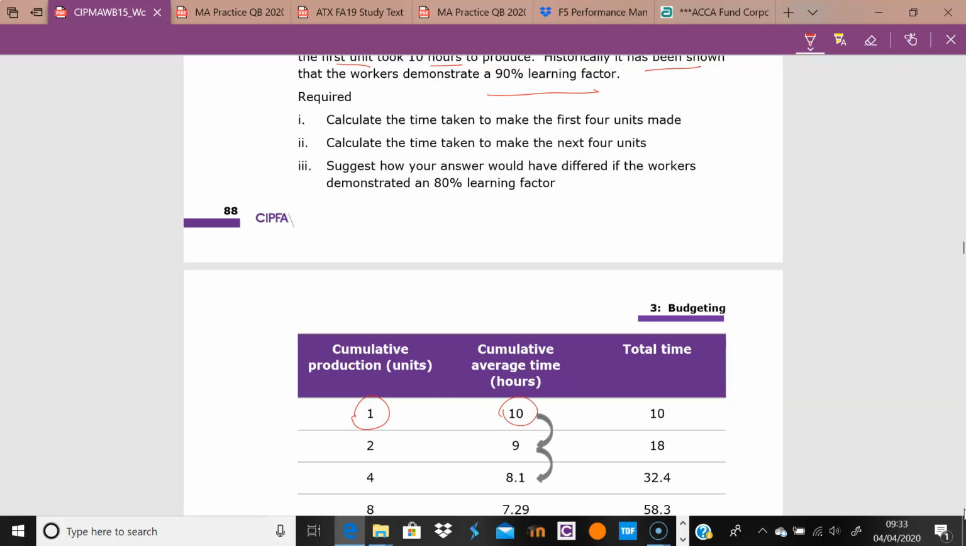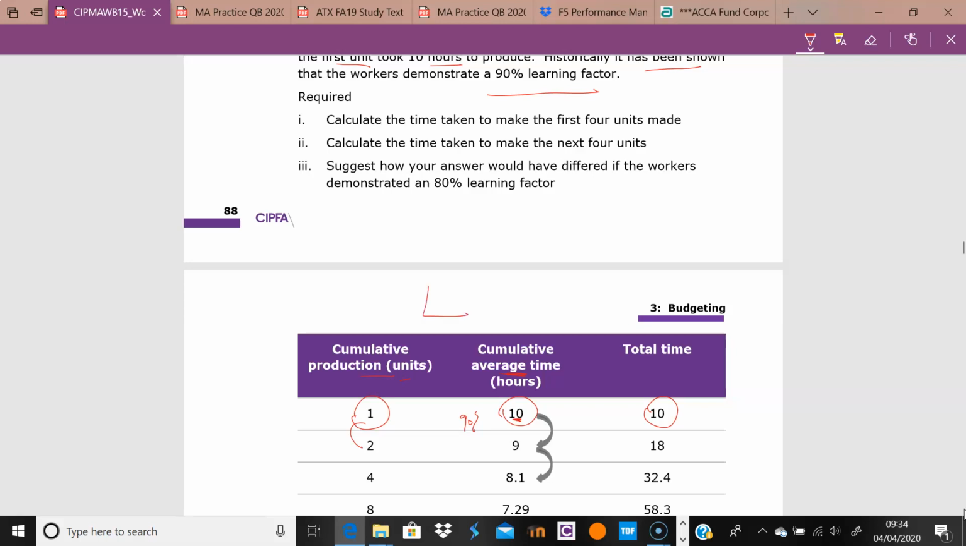So if it took you 10 hours to make the first unit, the total time to make the first unit, of course, must be 10 hours. The rule says that every time cumulative production doubles, so after we go from 1 to 2, the cumulative average time falls to a certain percentage of the previous time. In this question, it falls to 90%. The cumulative average time falls to 90% of the previous time. That's what it's telling us.